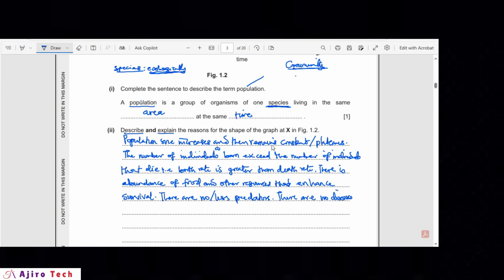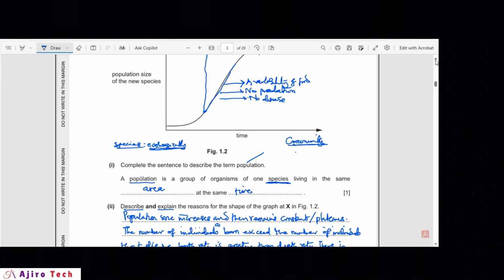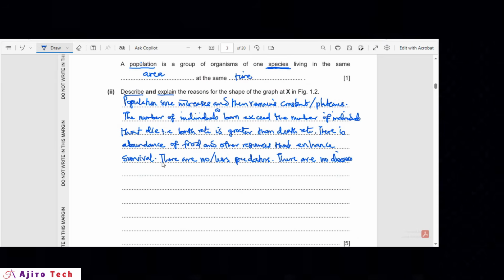What are the reasons why we could have it now becoming constant? Why did it plateau? Of course, at that point where it plateaus, it remains constant, with no noticeable change, because we can say there is an equilibrium there, right? No noticeable change at that point because the number of deaths is equal to the number of births.